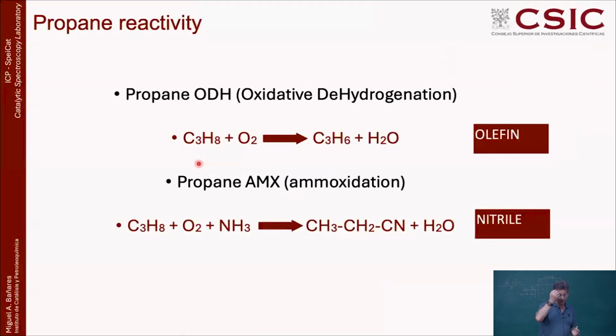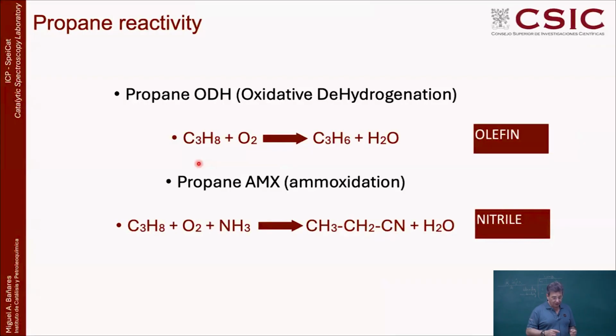What happens with propane? You may have two kinds of reactions. You can be converting propane to propylene. This is oxidative dehydrogenation, where basically you feed oxygen and propane, in air, so that you get propylene and water. Well, you also get a little bit of carbon monoxide or carbon dioxide, but the target product, the one you want to get, is propylene.